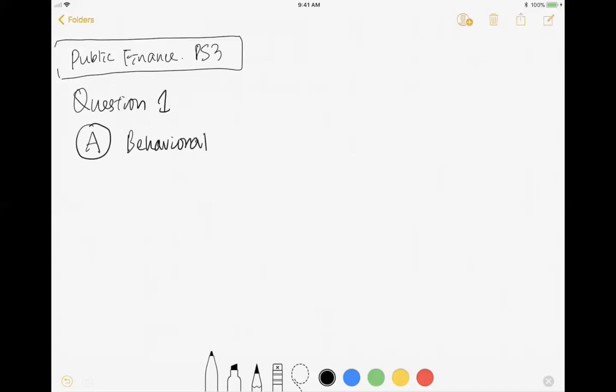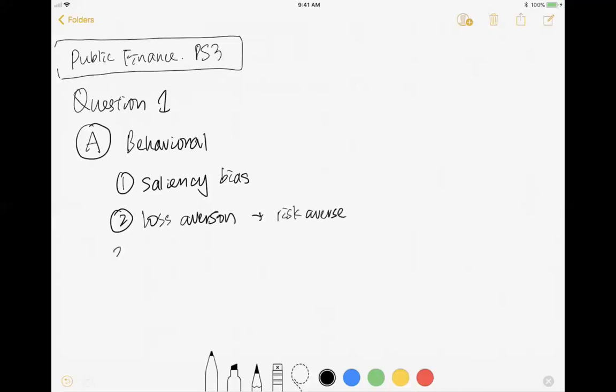And I think to answer these questions, you must understand the concepts of, first, saliency bias, and second, loss aversion, and maybe risk averse. And third, you'd better understand anchoring. And fourth, maybe reversion to mean.